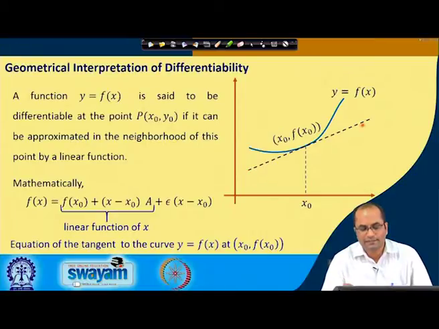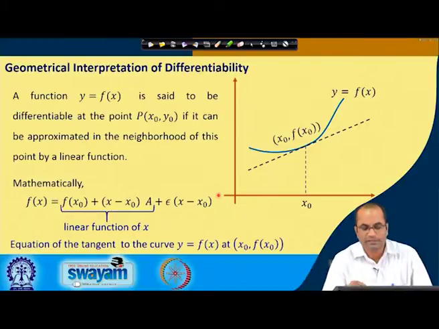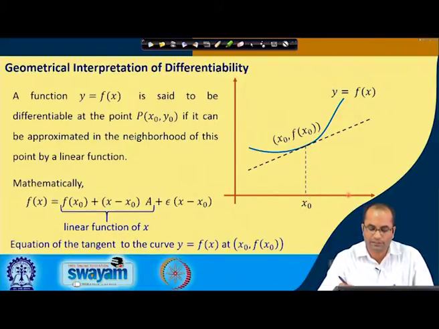If we draw the tangent, then what we want to say here is that if the function is differentiable, then we can approximate in the neighborhood by a linear function, and the accuracy of this linear approximation will depend on where we take x. For example, if x is this point, this is very well approximated, and if it is a far point from this x naught, then we are not approximating well.